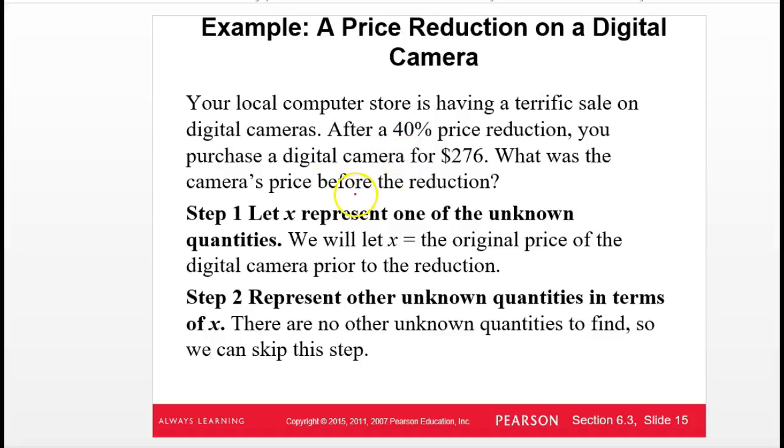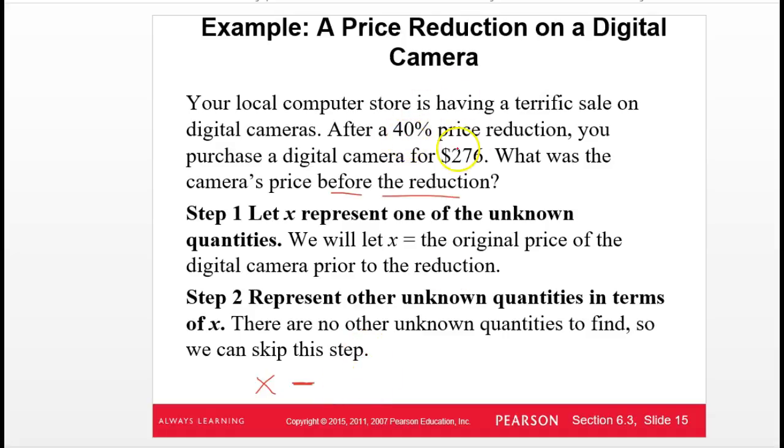But this one's asking us, what is the price before the reduction? Well, that's what we're going to let x be. What is the price of the camera before the reduction? Now, there are no other variables to set up here, just like the last problem. So there's nothing to do for step 2. But step 3, we have to be careful about how am I going to set this up. So if x is the price before the reduction, then we're going to subtract from x. We're taking the price before the reduction and we're reducing it by some amount. Okay, now what is the amount?